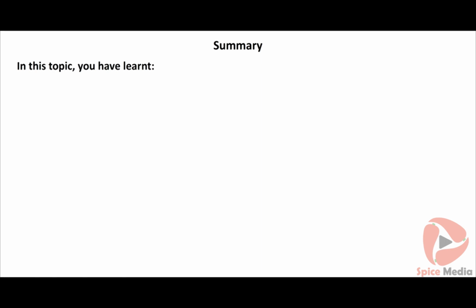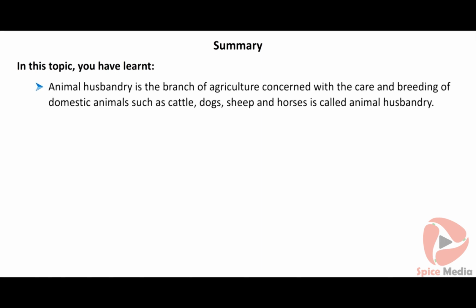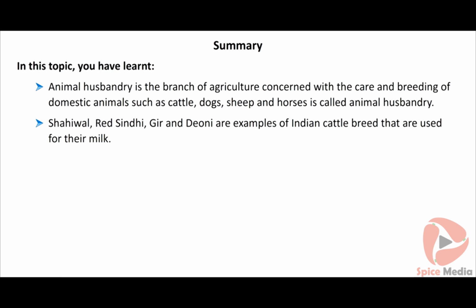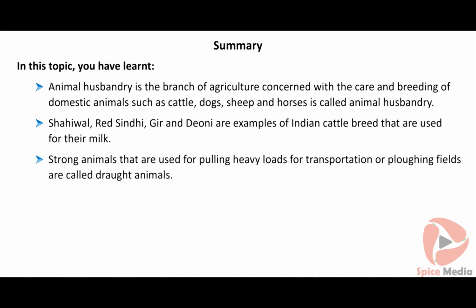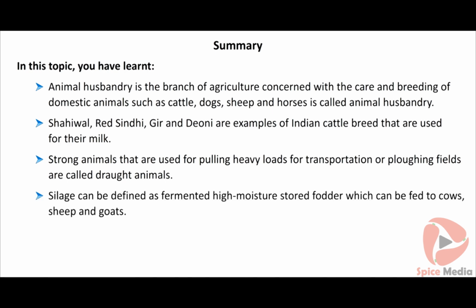In this topic, you have learned animal husbandry is a branch of agriculture concerned with the care and breeding of domestic animals such as cattle, dogs, sheep and horses. Sahiwal, Red Sindhi, Gir and Deoni are examples of Indian cattle breeds that are used for their milk. Strong animals that are used for pulling heavy loads for transportation or plowing fields are called draught animals. Silage can be defined as fermented high moisture stored fodder which can be fed to cows, sheep and goats.